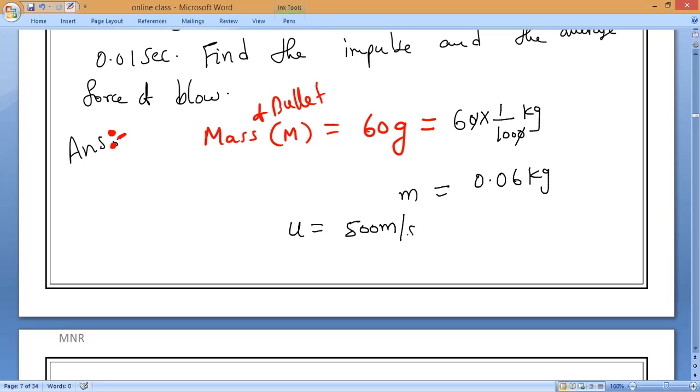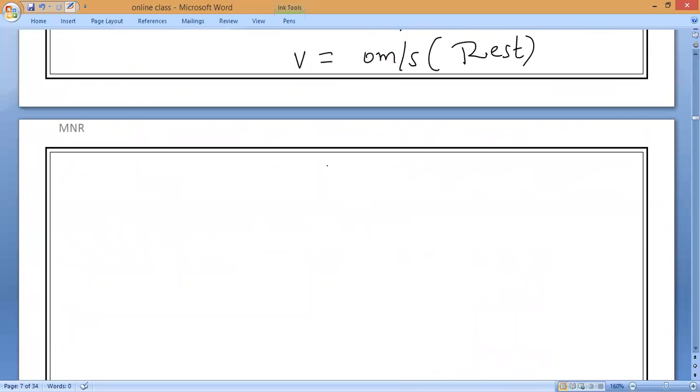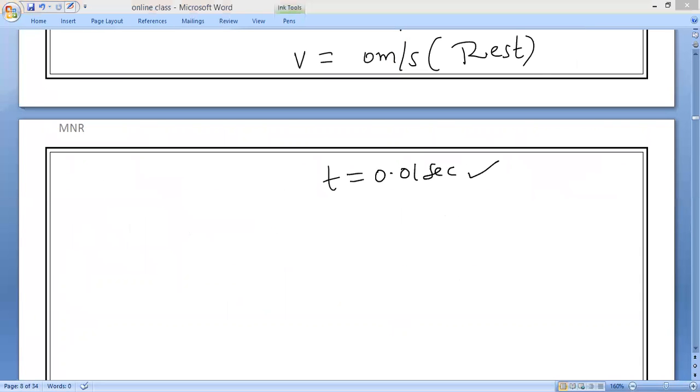Next, initial velocity, how much? 500 meter per second. Final velocity 0 meter per second. Why is the final velocity 0 meter per second? Because it is brought to rest. In how much time? Time 0.01 second. Now observe very carefully. From this we know the initial momentum, we know the final momentum, and we can find the impulse.